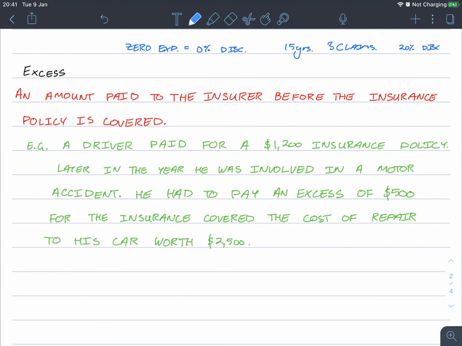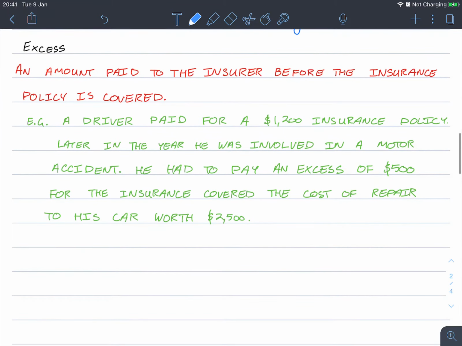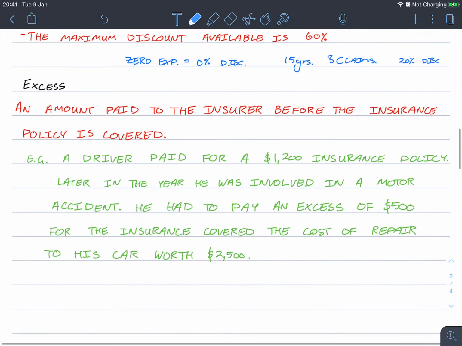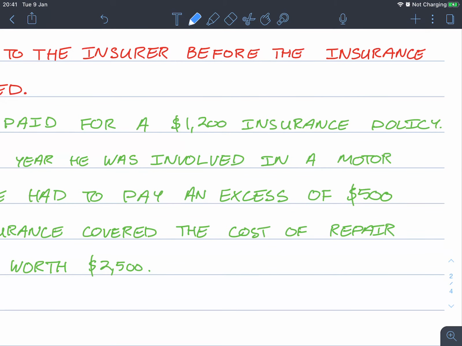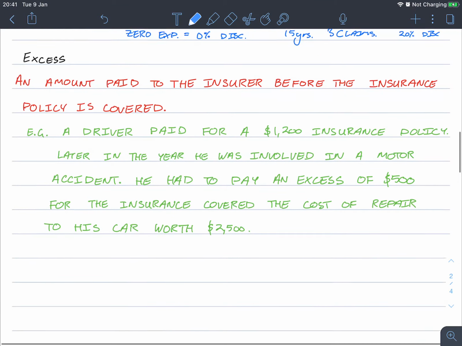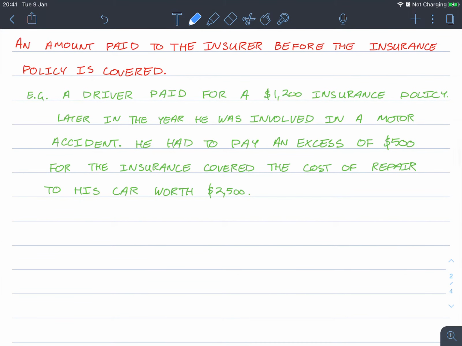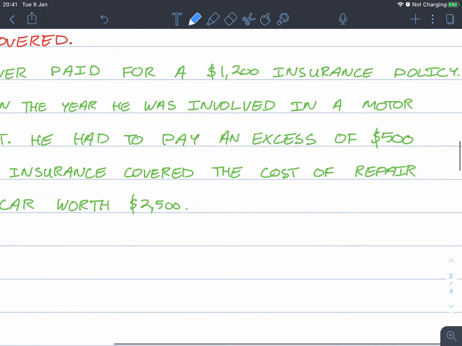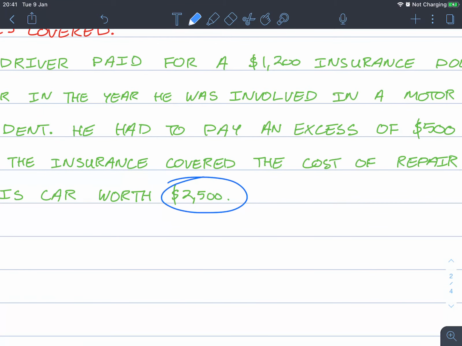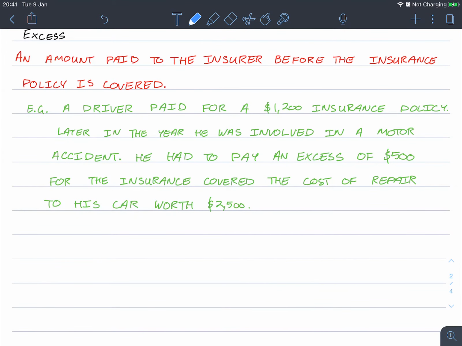Excess is an amount paid to the insurer before the insurance policy is covered. So for example, I wrote up an example here. A driver paid $1,200 for a insurance policy. Later in the year, he was involved in a motor accident and he had to pay an excess of $500 first for the insurance to cover the cost of repair to his car worth $2,500. So this person has already paid $1,200 for the insurance, but then he had to pay an extra $500 before he was entitled to the insurance of $2,500.